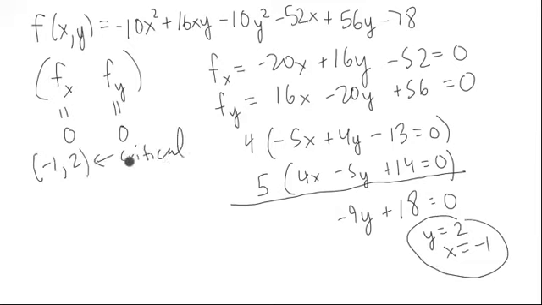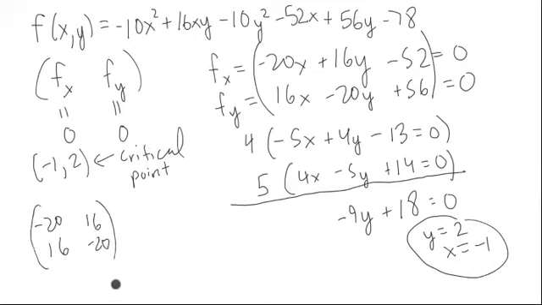And now I have to check. Maybe we have a maximum or a minimum of this function at this point. Let's see whether it's a maximum or minimum. So we have to take the second derivative. We're going to take this first derivative, written as a column. The derivative with respect to x first is just those coefficients, negative 20 and 16. With respect to y, it's just the 16 and the negative 20.